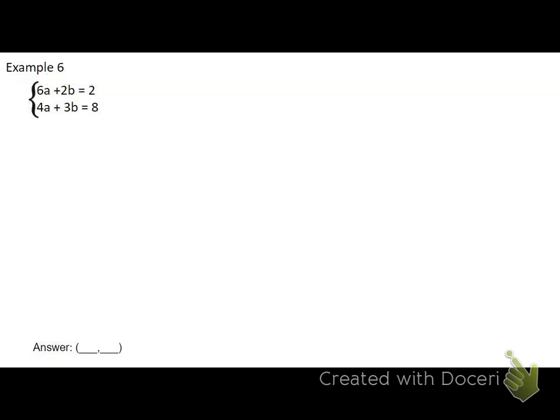All right, let's take a look at the next example problem. So now we're looking at example number 7. Again, your like terms are lined up, so your x's are lined up, your y's are lined up. You have to determine which variable you're going to want to eliminate and then decide how you're going to do that by multiplying each term by a number.